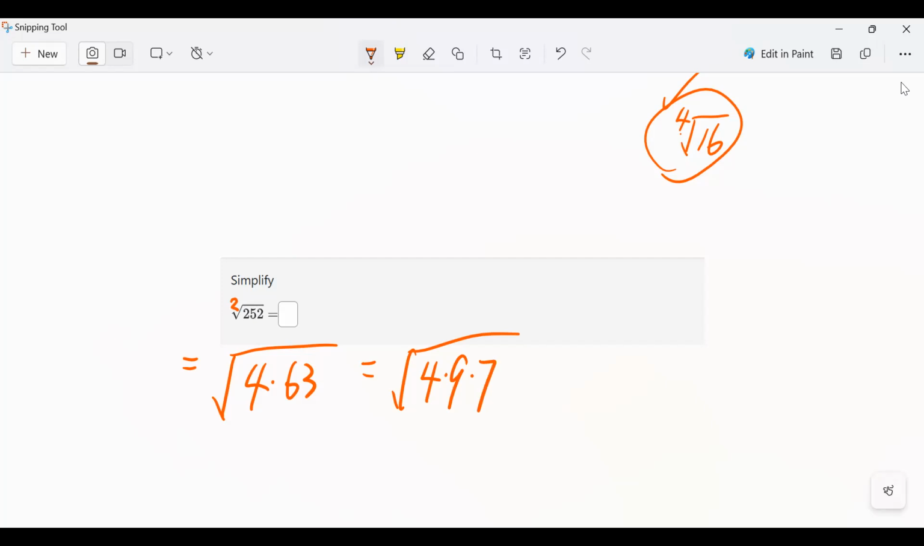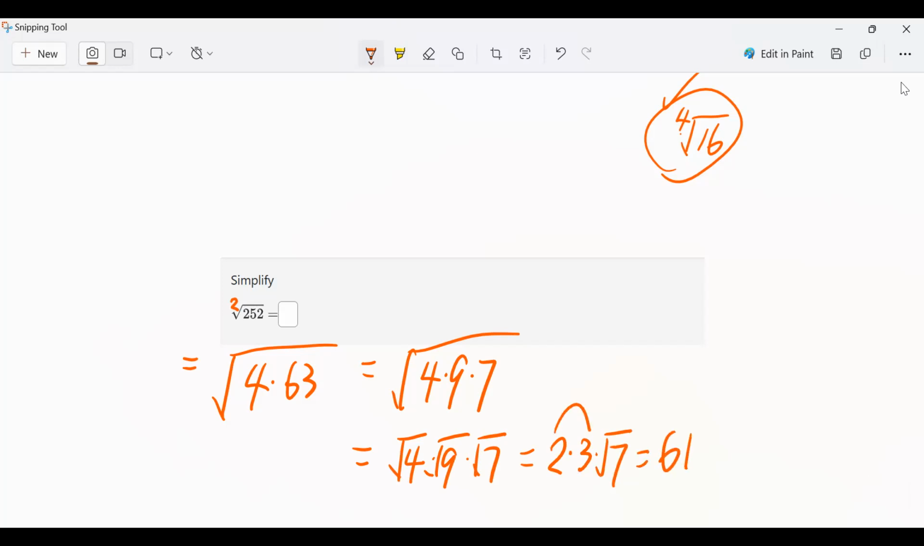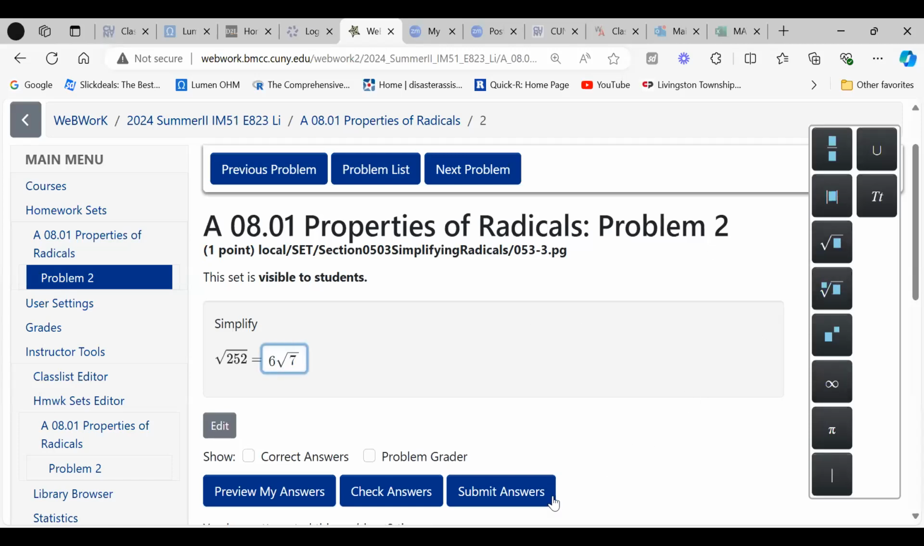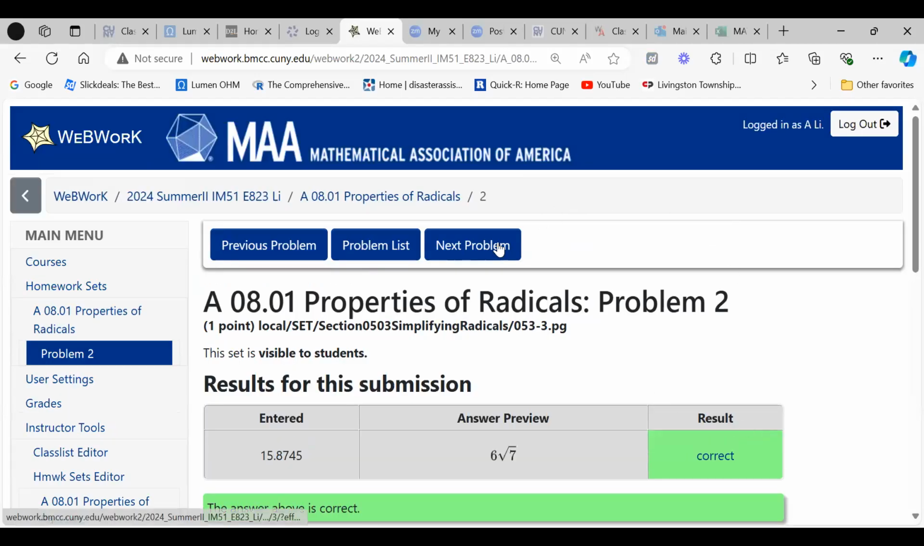Basically, you just break it down. If you do not see 36 right away, that's fine, but if you see 36 right away, then use 36. That's better. So square root of 4, square root of 9, and square root of 7. Square root of 4 is 2, square root of 9 is 3, and square root of 7. 2 times 3 is 6, square root of 7. Any question about this? Answer: 6 square root of 7.